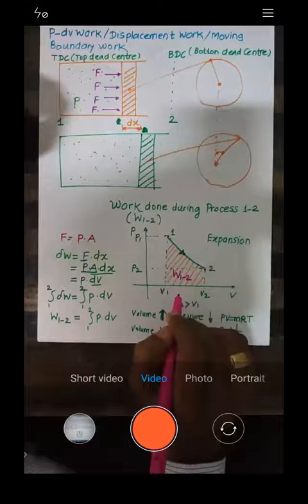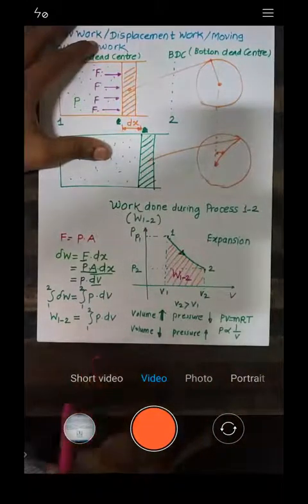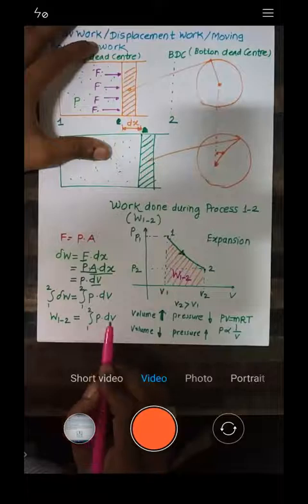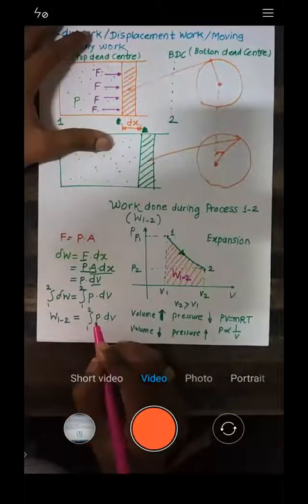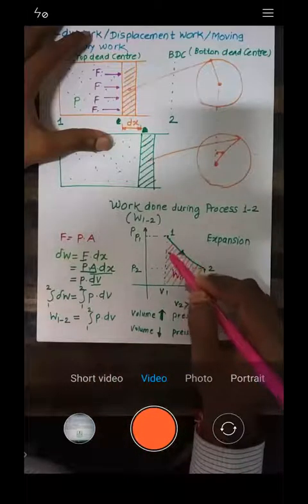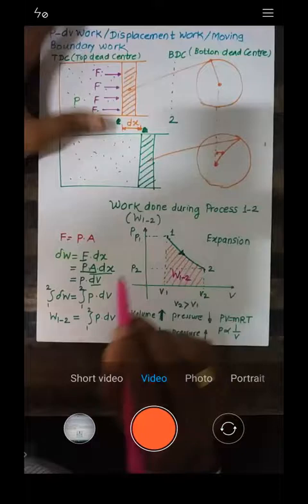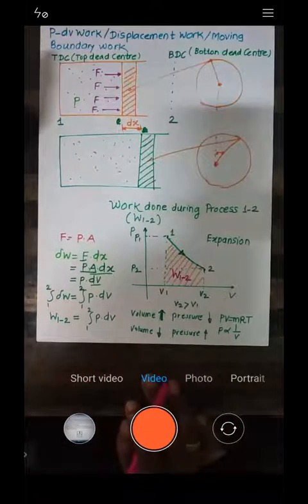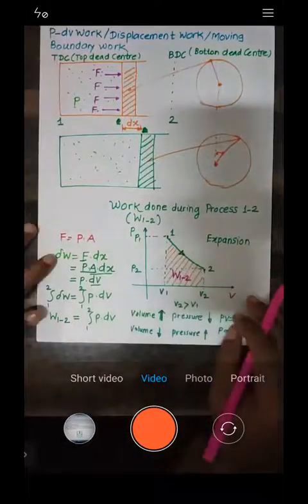Why is it so? Because you are plotting the process on a PV diagram. If you plot any process on a PV diagram, I will repeat the sentence: area enclosed by that particular process will give you the work done. Is it okay with this one? Yes, sir. Let me know.